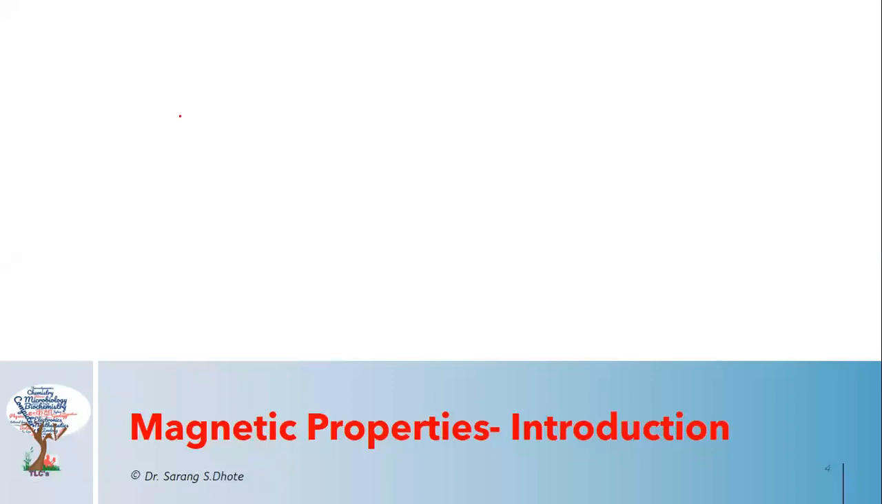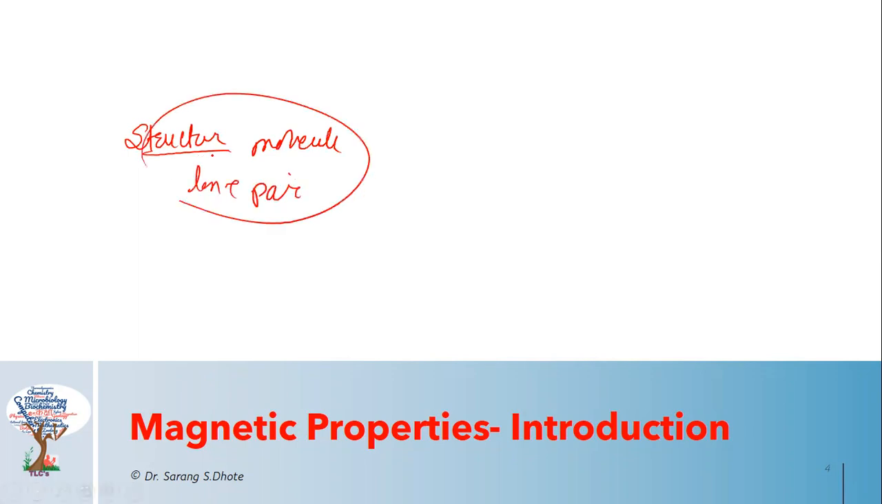If you know the magnetic properties of something, we can determine the structure of the molecules, and how many lone pairs of electrons are present in the structure. It can be calculated by using magnetic properties. So this is the introduction to magnetic properties.